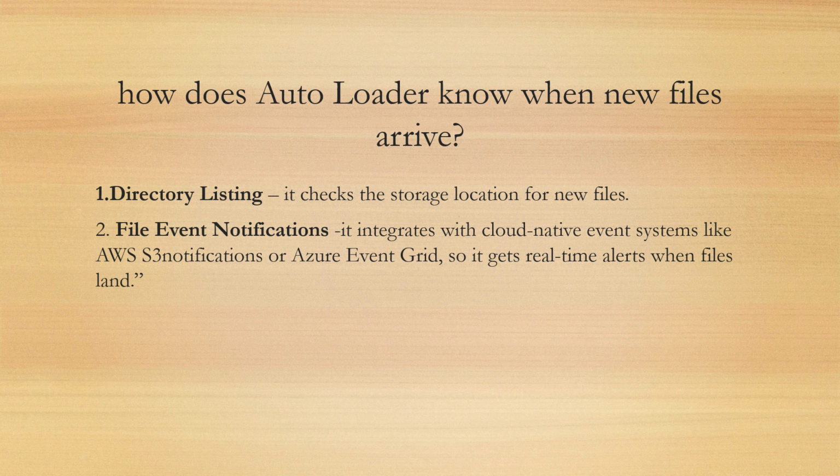So one file has arrived in our blob container. What will it do? This directory listing Autoloader will go to that particular blob container, scan all the files, and load them into our target. That is the first method. This is the easy and simple method, but it has some cons. We already discussed it: it will go and scan the files. So for example, whenever we have millions of files, it is a kind of time-taking process, right?